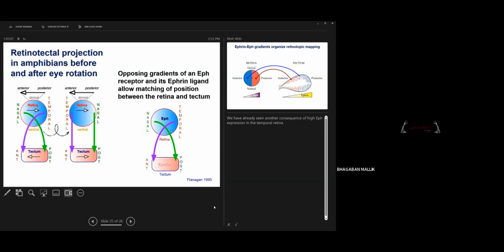If you have any questions, I can take your questions. So this is all about axon guidance. Again, the questions in the exam will be analytical type; you don't have to just remember.